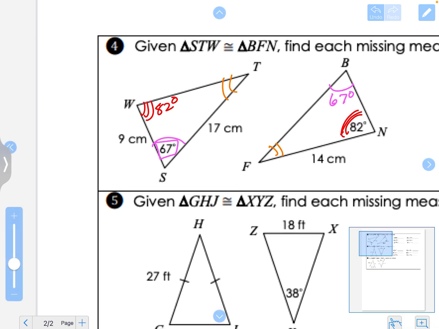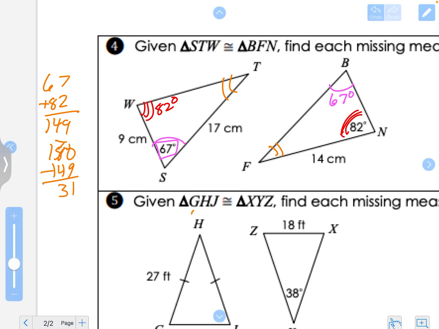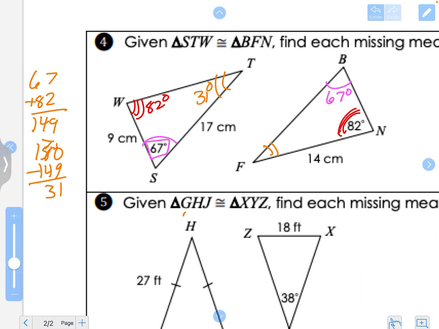So now we can use a little bit of our math that we learned in our previous set of notes. So if we take 67 plus 82, we get 149. 180 minus 149. 7, carry the 1. We know that T and F are 31 degrees. So then if we're looking at sides, I know that ST is 17, which means BF has to be 17 centimeters because those two sides are congruent.